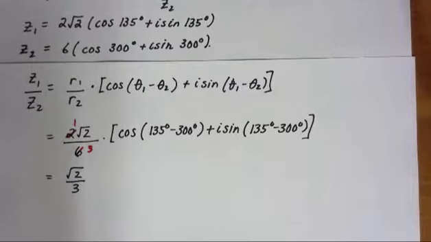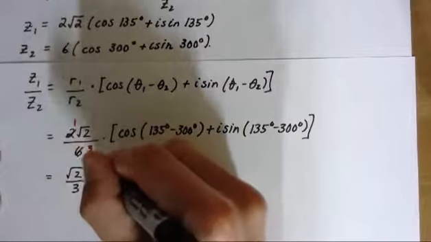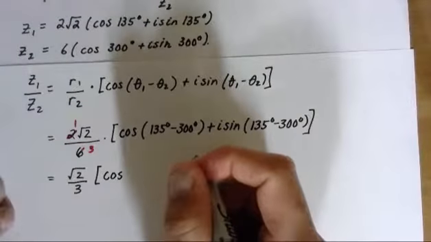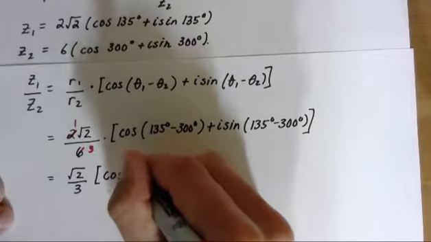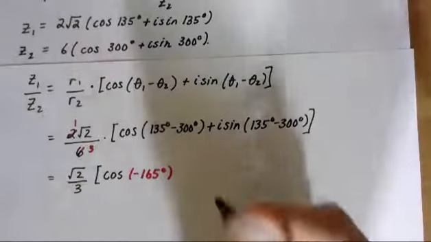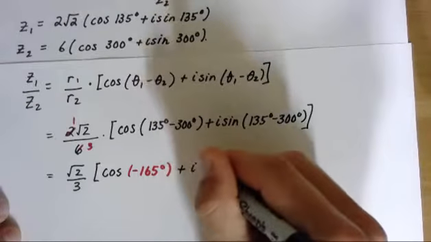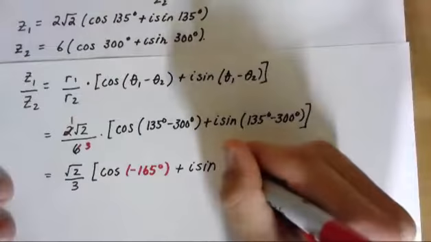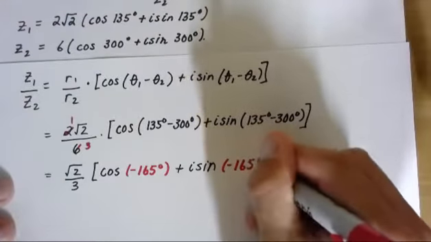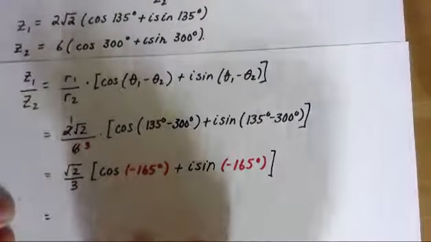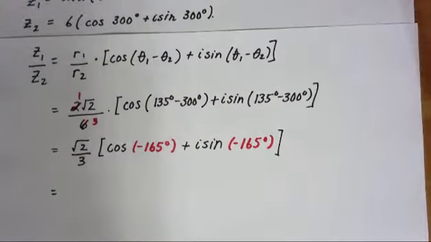Now we're going to have our angles here, so we're going to do cosine, and I'll just put this as negative 165 degrees. I'll put that in red for us so we can see it. And then this is again going to be negative 165 degrees, and we'll close that off with our bracket. Now this is where we can simplify if we need to.